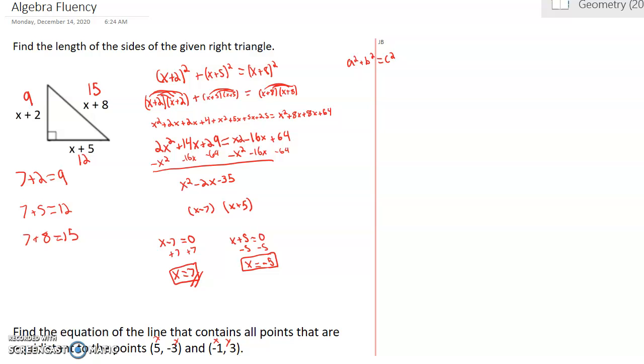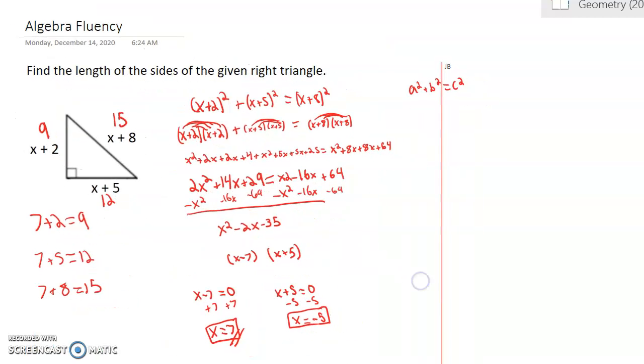Hello, Mr. Bratton. I'm going to be walking you through what went through my brain and how I solved the first problem for algebra fluency. Find the length of the sides of the given triangle.